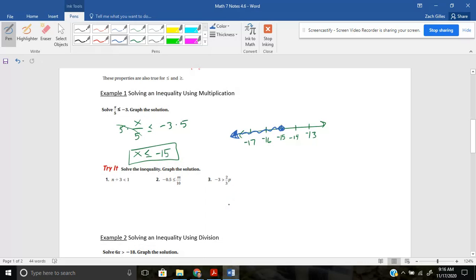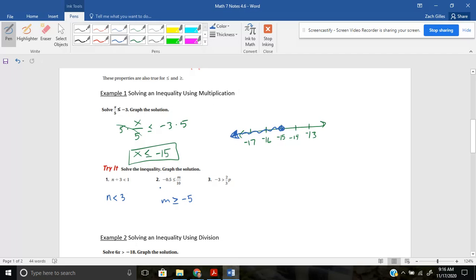Okay, go ahead and try 1, 2, and 3 on your own. Please pause the video now. Right, number 1, you should get n is less than 3, and then make sure you graph it. Number 2, you should come up with m is greater than or equal to -5. I just rewrote it so that my m was first and then my number.